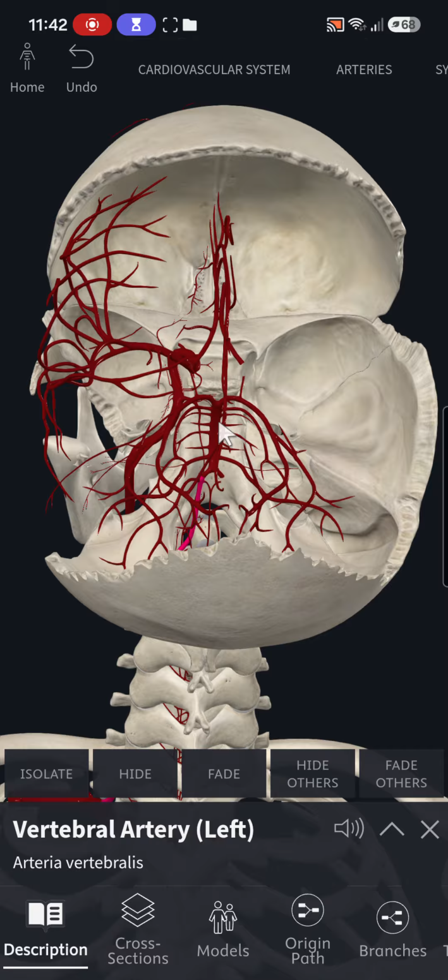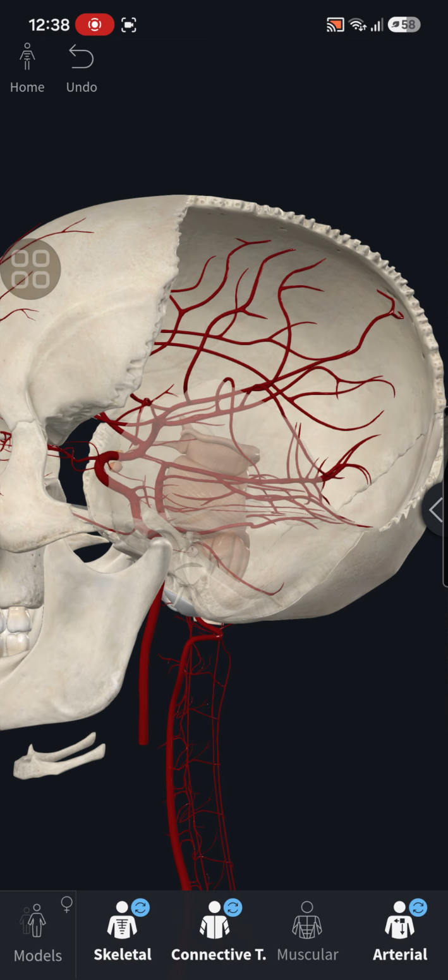Let's get to the internal carotid artery. The origin of the internal carotid, we know on the left side, it's a direct branch. On the left side, the common carotid is a direct branch of the aorta, and then it bifurcates into external carotid and internal carotid, while on the right side, the aorta gives the brachiocephalic branch, which gives the right subclavian and the right common carotid, and then the right common carotid will bifurcate into the right external and the right internal carotid.